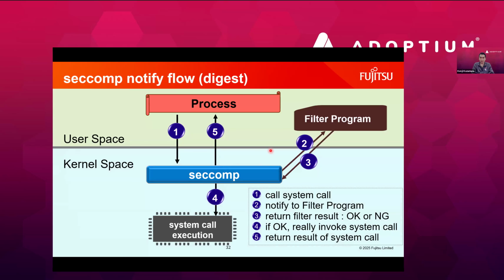So this is the flow of seccomp notify. A process makes a system call, and seccomp intercepts this call and sends a notification with the parameters to the filter program running in user space. And this filter program investigates the parameters, makes a decision, and sends the decision back to the kernel. If the call is approved, the kernel proceeds to execute it.